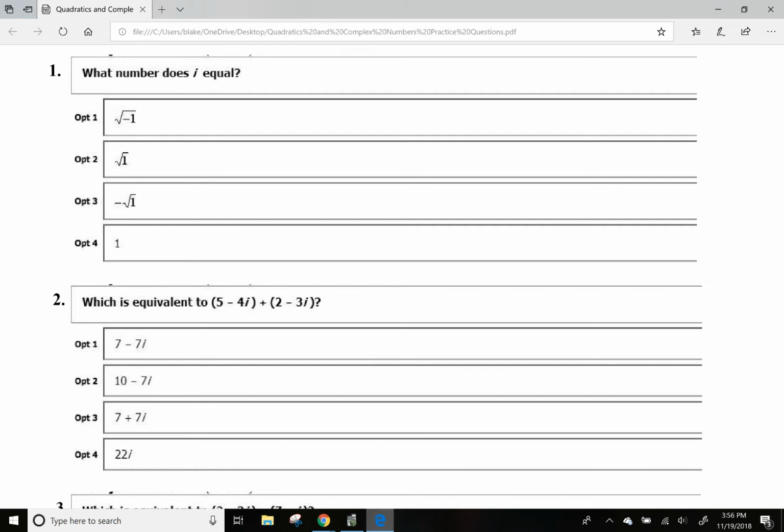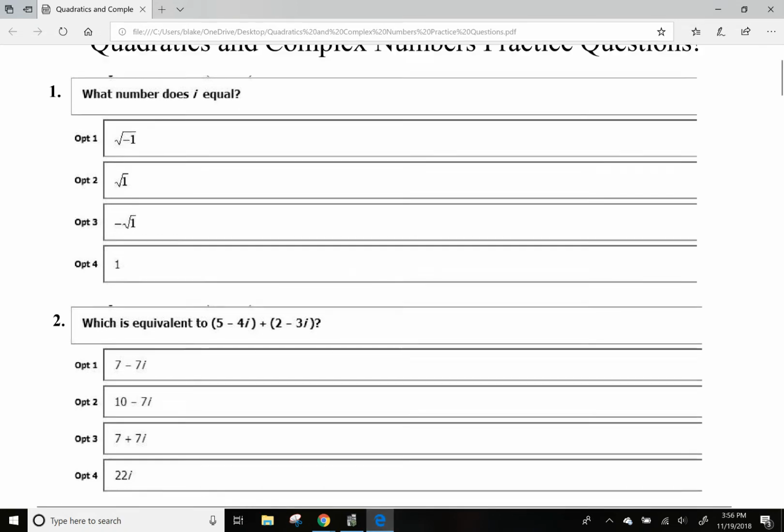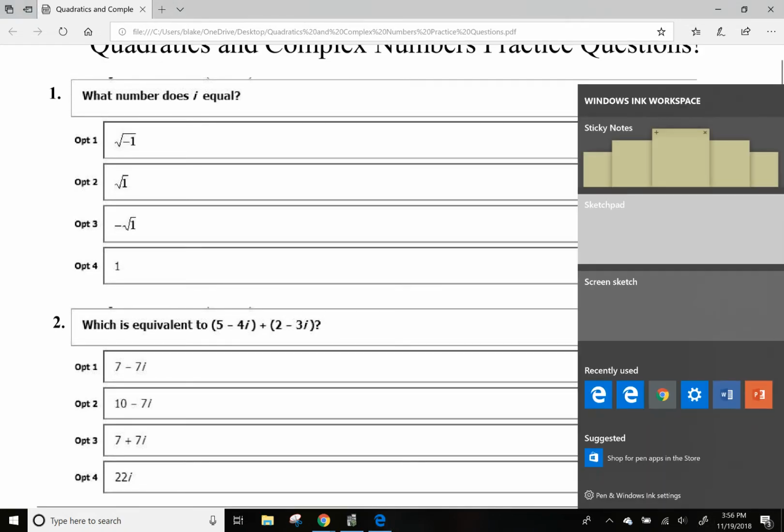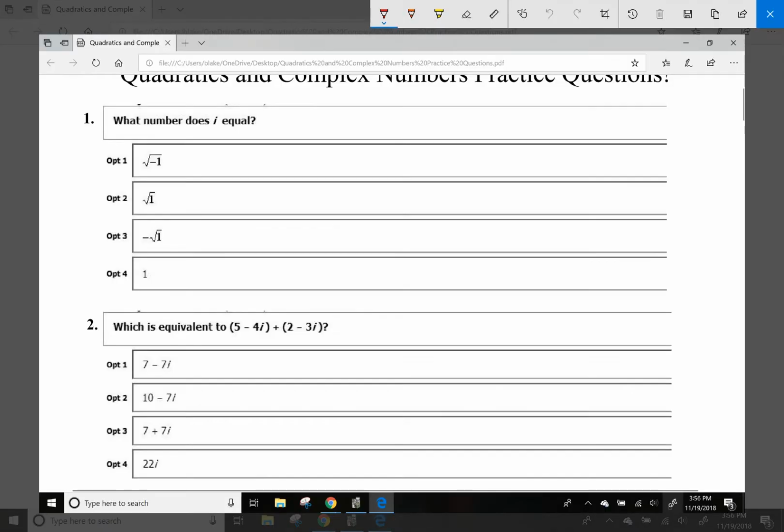So number one, just getting right into it. What number does i equal? So this is always the same thing. We talk about i a lot in this unit, but i is always equal to the square root of -1. Okay, i is always going to equal the square root of -1, no matter what, because the whole point of this is that you can't take the square root of a negative. The square root of a negative is not possible. So that's why we call it i for imaginary. So we like to pretend that it exists. That's why we call it i. Square root of -1 is the answer to that.